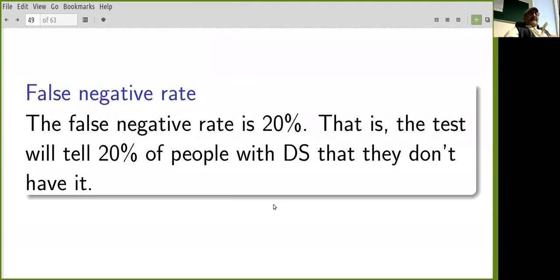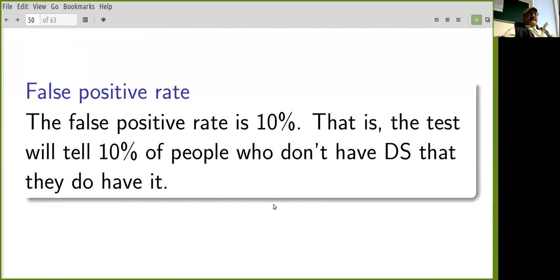Now, the false negative rate is 20%. That means that out of 100 people who actually do have DS, 20 of them will be told that they don't have it when they actually do have it. We're given a false negative rate.